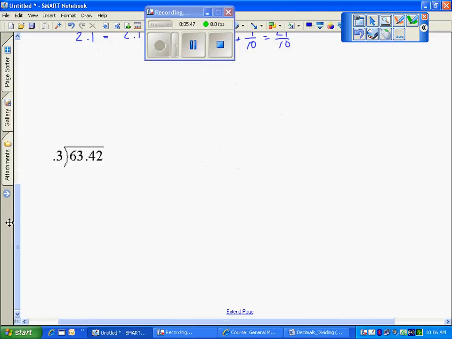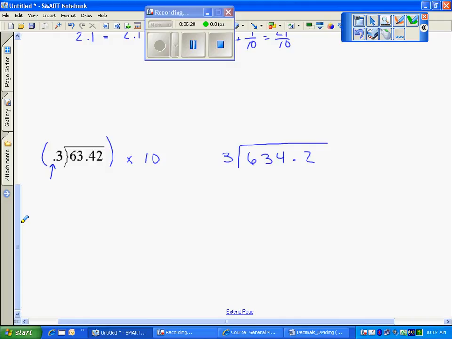This one has two problems here. The first is I don't like my decimal in this position. I must get rid of it so that my divisor is a whole number, something without a decimal. So in order to do that, I'm going to multiply everything in here by 10. So my problem now becomes 3 divided by 634 and 2/10.